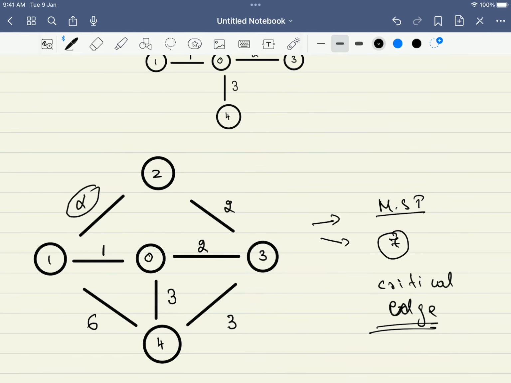Now, if you are neglecting this edge, that is you are saying this edge should not be included, and the MST value does not change, does it mean it is a critical edge? No, it doesn't mean that it is a critical edge. Similarly, if you are blocking this, that is you say this edge should not be used, and it doesn't change the MST or one more MST can be formed, then this is not a critical edge. This is how we check a critical edge.